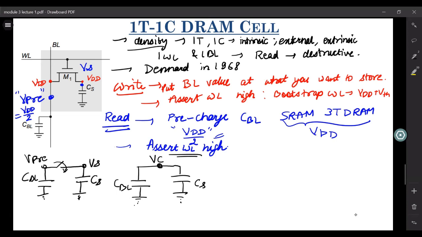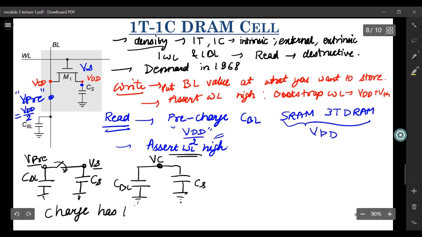So how can we find how much the voltage dropped here or dropped here? So what remains conserved in these cases? What is the quantity that remains conserved? Charge, right? So let me not write Q because Q here can also mean Q and Q bar. So let me write directly charge. So charge has to be conserved.